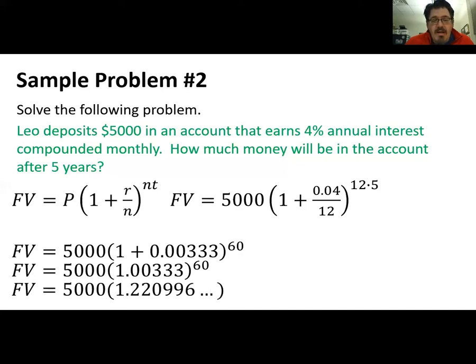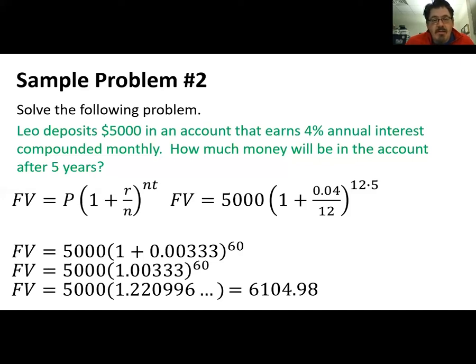Again, you're going to get a weird decimal, so write down the decimal out to 4, 5, 6 decimal places at this point. And then finally, we need to multiply. And so we come up with $6,104.98. Again, it makes sense to round off that multiplication, that product, to the nearest hundredth since we're talking dollars and cents.